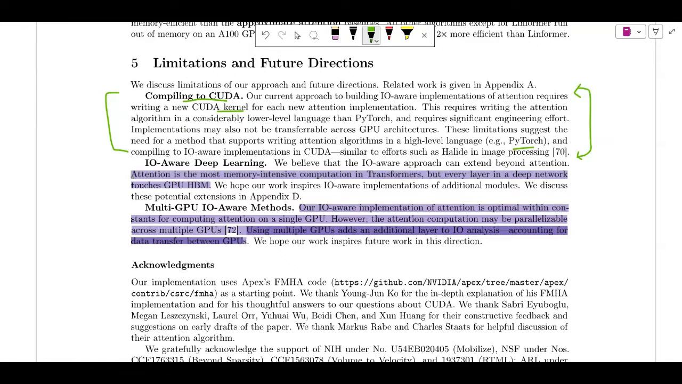They also say that while attention is the most memory-intensive computation, we can apply these similar concepts to other layers also. So they say that in future work, you can apply these memory-aware things to other layers as well and make them even faster. Also, applying these to multi-GPU settings is a further scope for future research.